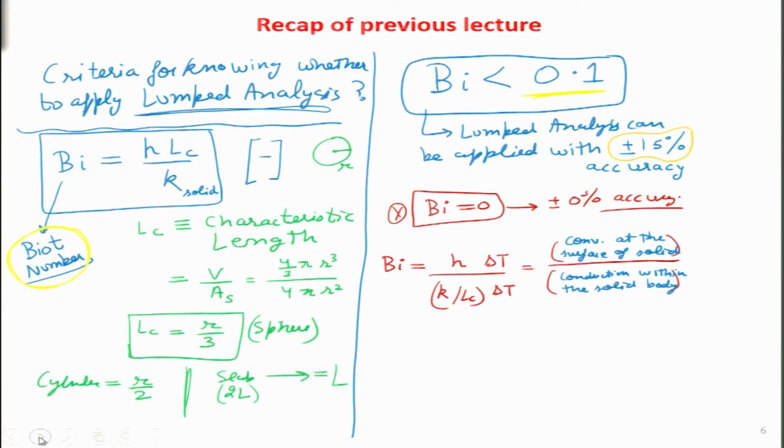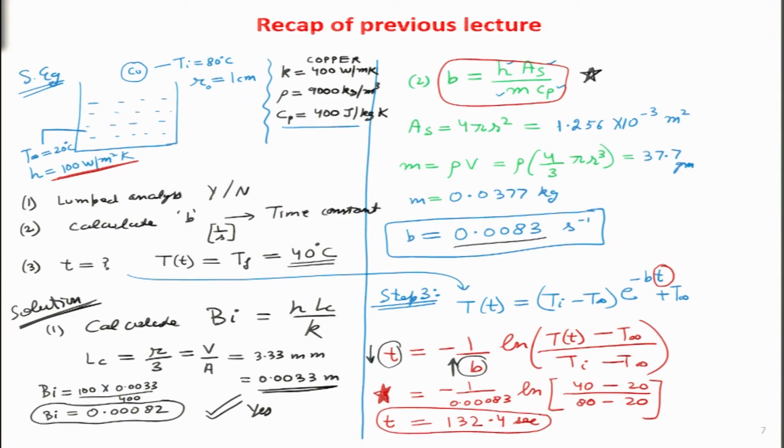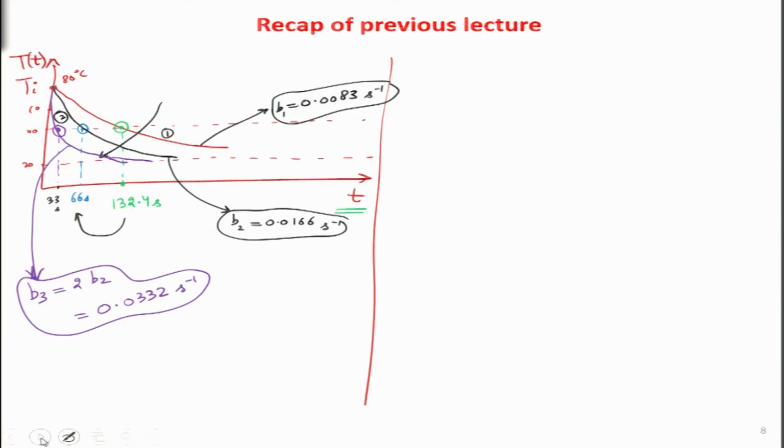Then we also applied the criteria for knowing whether we can actually apply lumped analysis or not. For that we defined the Biot number, and we looked at the criteria that if the Biot number is less than 0.1, then lumped analysis can be applied with a high level of accuracy. And towards the end of the lecture, we did a solved example where we tried to figure out how much time it takes for a particular solid to cool, and then we changed the value of B from B1 to B2 to B3 and looked at different time constants and their effect on the cooling rate. So this is what we have done in the last lecture.